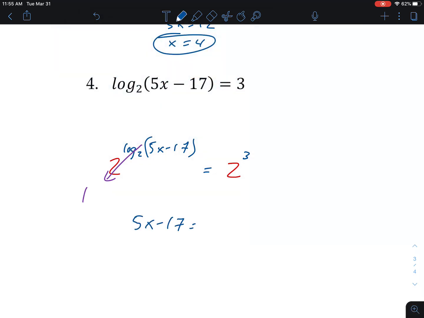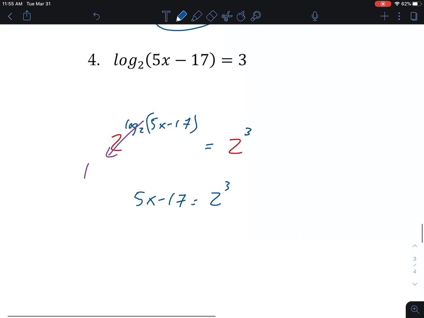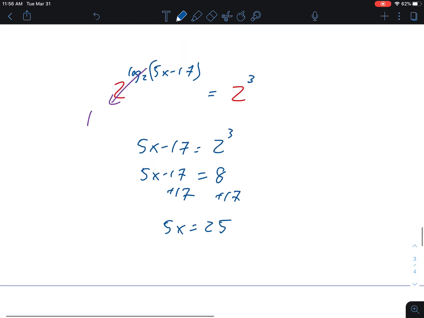So I get 5x minus 17 is equal to 2 to the third. Right, since we did the same thing to both sides of the equation, 5x minus 17 is equal to 8. They stay equal. Plus 17, 5x is equal to 25. x is equal to 5.